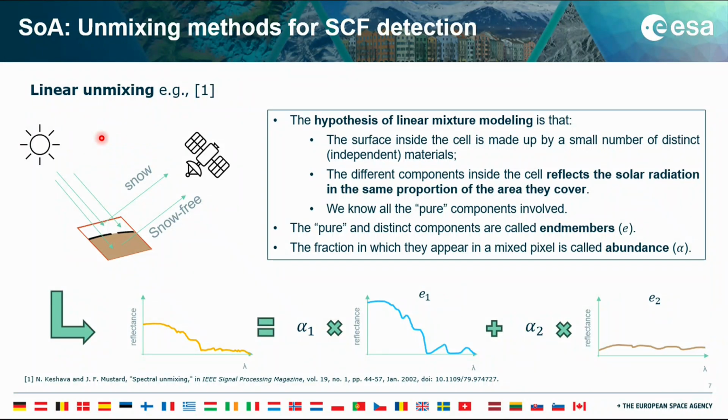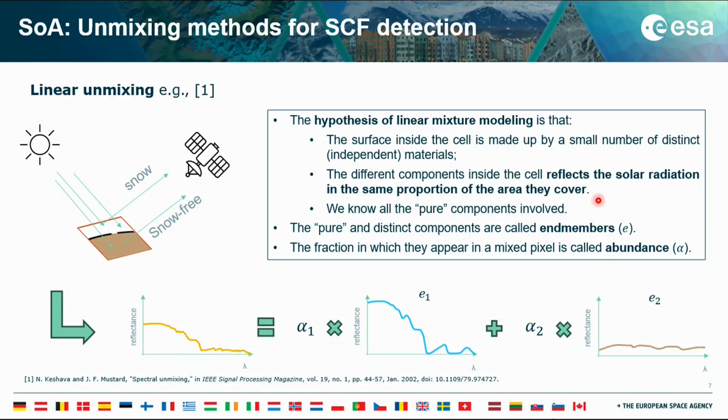But before doing this, I think it's important to say that we need to have some hypotheses for this linear unmixing to work. So first of all, inside our resolution cell, we need to have only a small number of distinct materials. So we cannot have 100 materials inside the resolution cell and try to see the fraction of all these materials using the spectral unmixing.